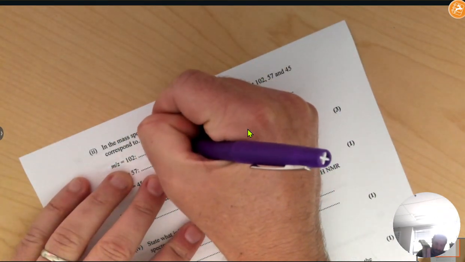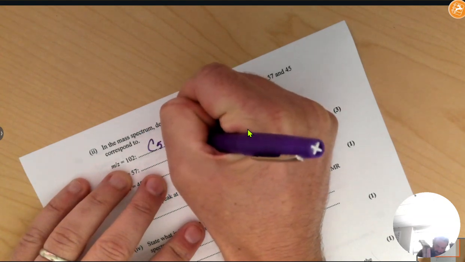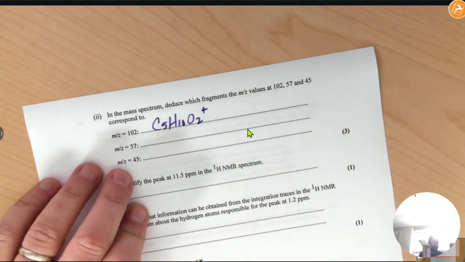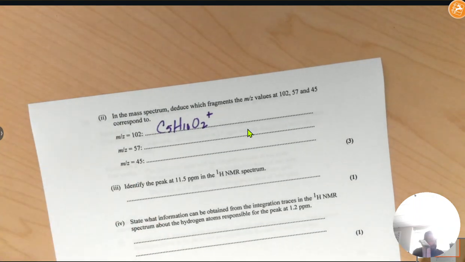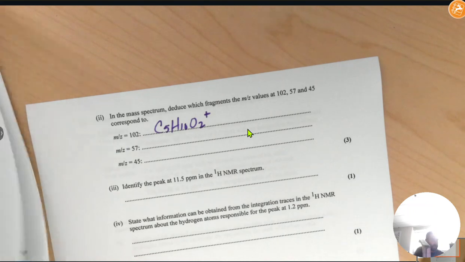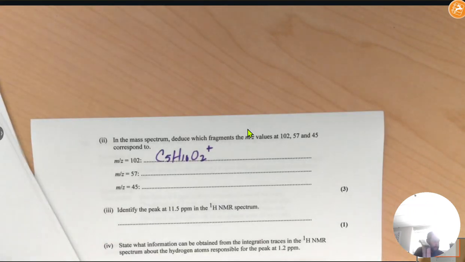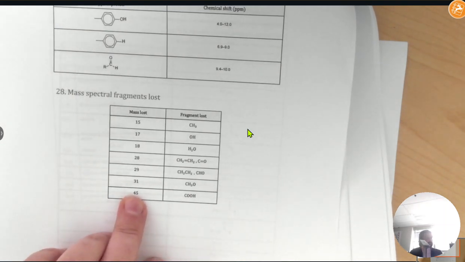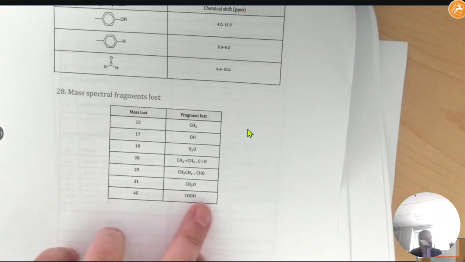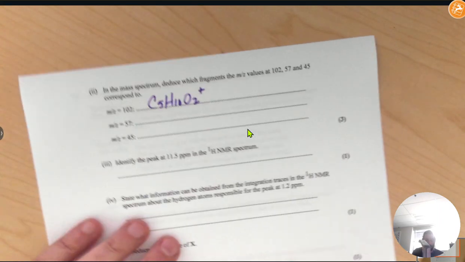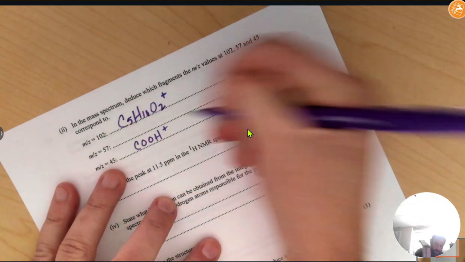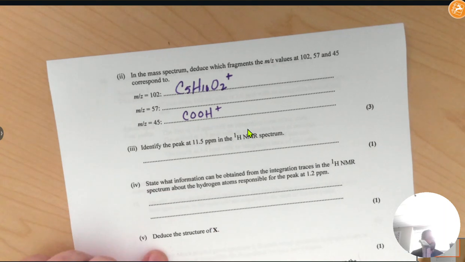So what we write up here is C5H10O2, and because we're writing it as a fragment in the mass spec, add the plus sign. Now if I look in the data booklet for a mass to charge ratio of 57, you'll notice we don't have it. I do have 45 though, and 45 will be the carboxyl group in the carboxylic acid. So we can just write here COOH plus sign for our carboxyl group.